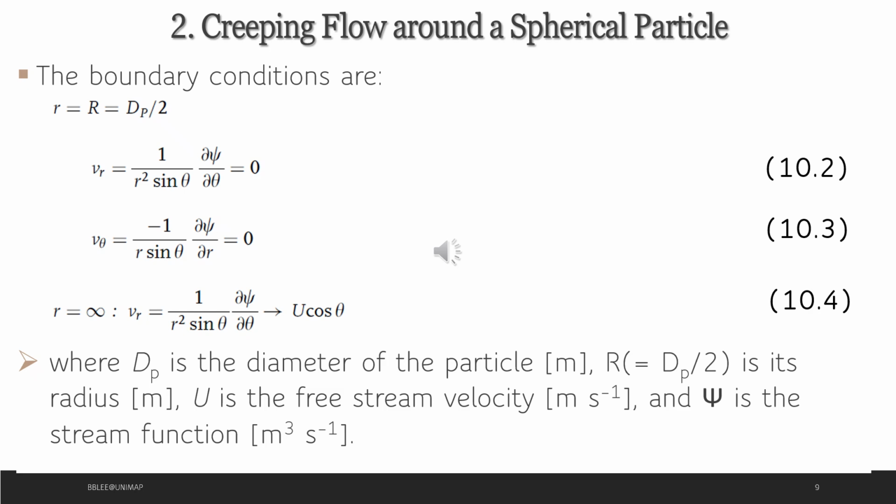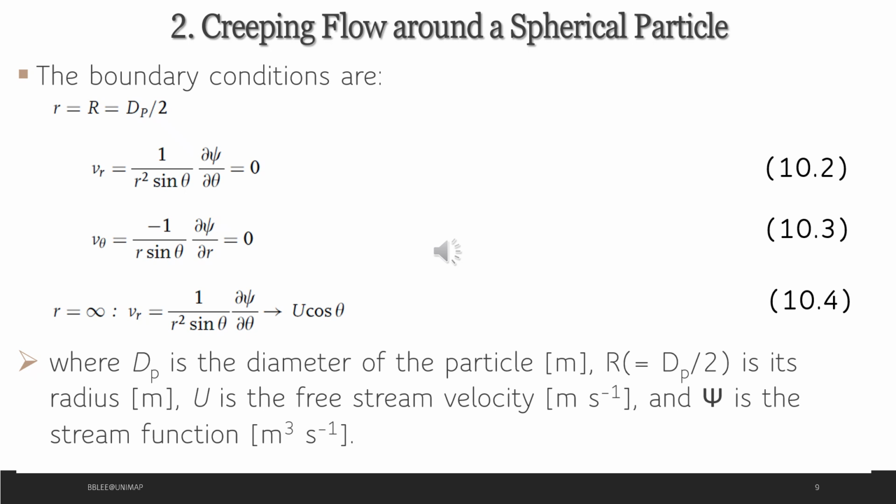Okay, so the boundary condition of equation 10.1. We base it on the distance from the center of the spherical particle. The big R is really the radius of the spherical particle, which is equivalent to the diameter of the particle divided by 2. We can use 10.2 when you are looking at the velocity in terms of the radius, the distance from the center of the droplet, or based on the angle, the radian. Using the radian, you can also use 10.3.